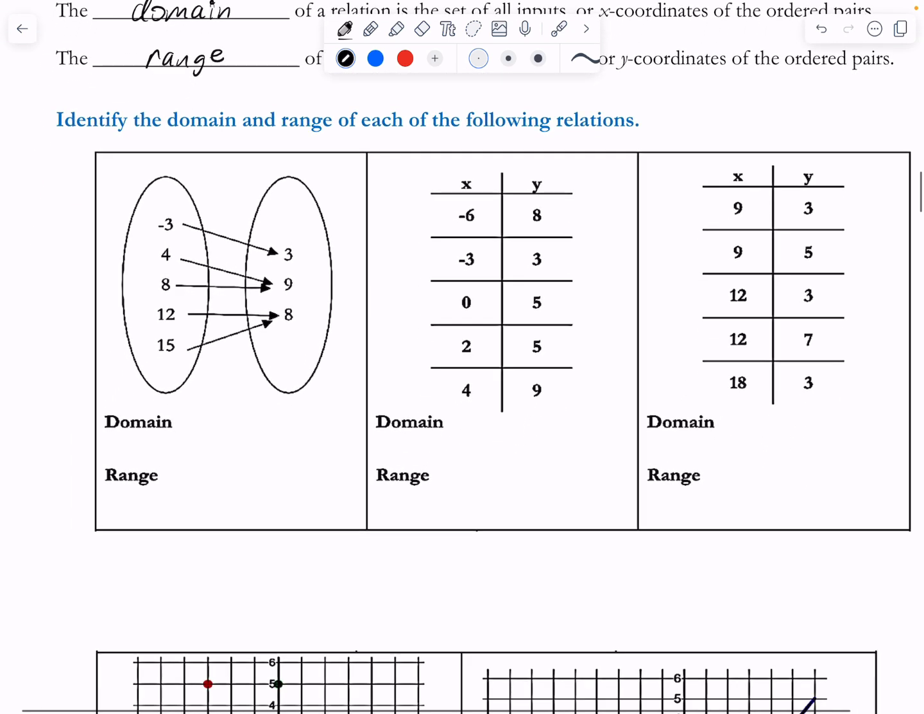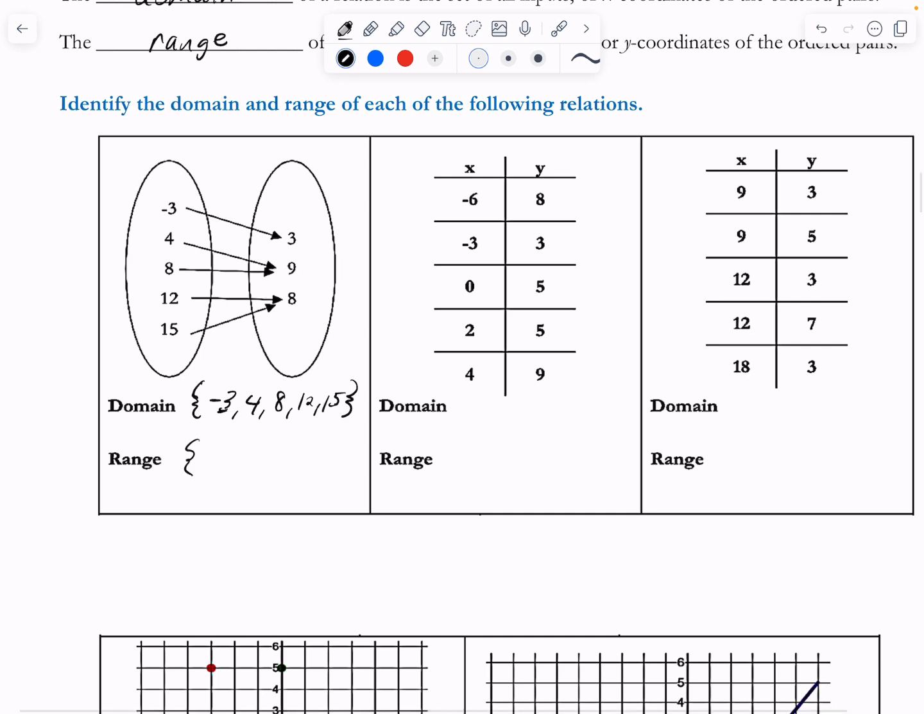So for the domain here, I'm just going to list these, and we call this roster notation, where you have braces, and you put -3, 4, 8, 12, and 15, and then you close it with another brace. Same thing for the range. What you guys would have learned in Algebra 1 is that you put it in numerical order, and if they do occur twice, in this instance 9 and 8 both occur twice, you do not need to write them twice, right? It's just the set of all the values, not how many times it happens. So you'll notice that we didn't have to write them twice. And even in the mapping, they didn't write multiple 8s and multiple 9s.